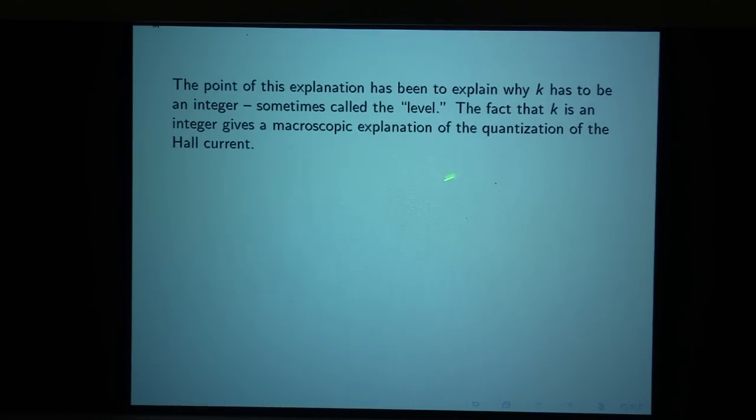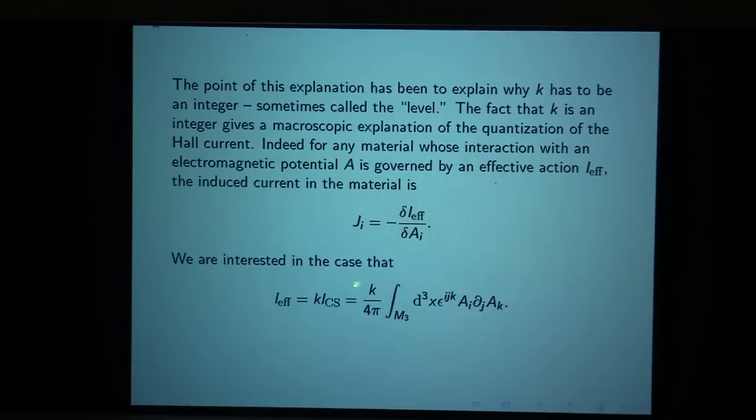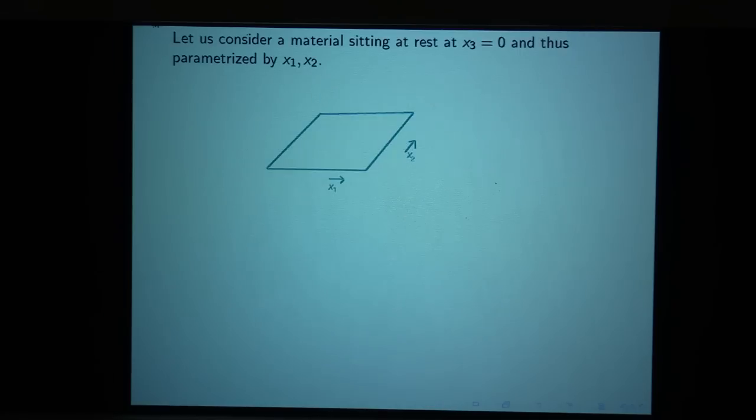The fact that k is an integer gives a macroscopic explanation of the quantization of the Hall occurrence. So for any material whose interaction with an electromagnetic potential is governed by an effective action, I effective, the induced current is gotten by varying the action with respect to A. Now we're interested in the case that the effective action is k times the Chern-Simons function. And let's consider a material that's at rest at, for example, x3 equals 0. So it's parameterized by x1 and x2.